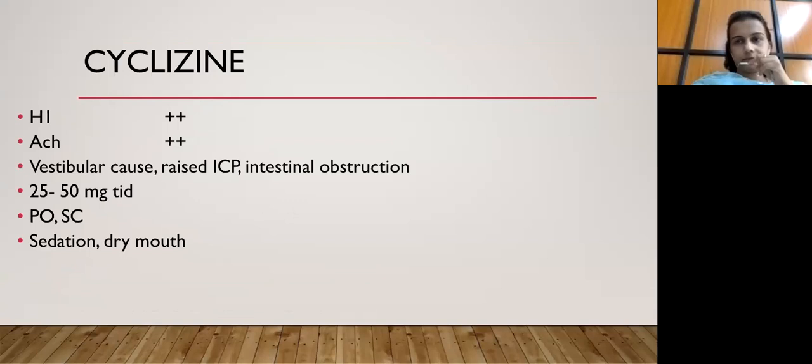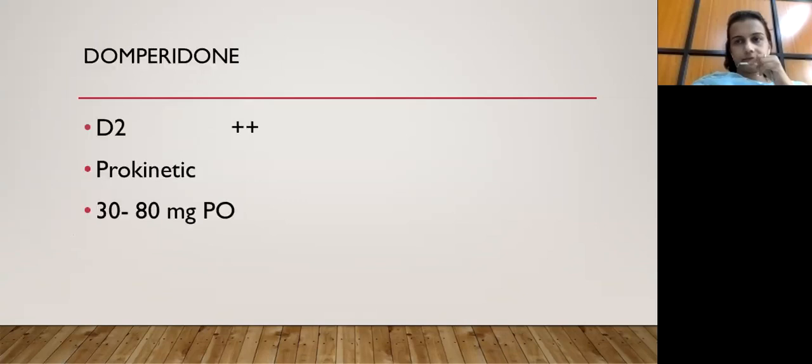Cyclizine, again, acts on H1 and acetylcholine receptors. It's indicated for vestibular causes, raised intracranial pressure and intestinal obstruction. Dose can be 25 to 50 milligram TDS, PO and subcut. It can cause sedation and dry mouth. Next slide.